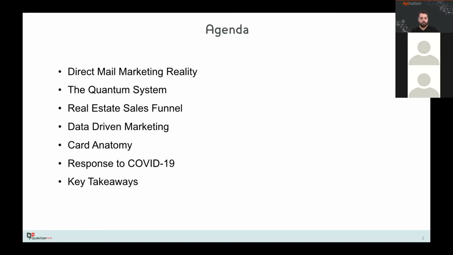So we'll go through the real estate sales funnel, how we fit into the larger picture. We're going to focus on how we use data-driven marketing and how we pass leads back to you, the anatomy of the card, the reason we do things. Obviously, we're going to touch on COVID-19 and then look over some key takeaways.